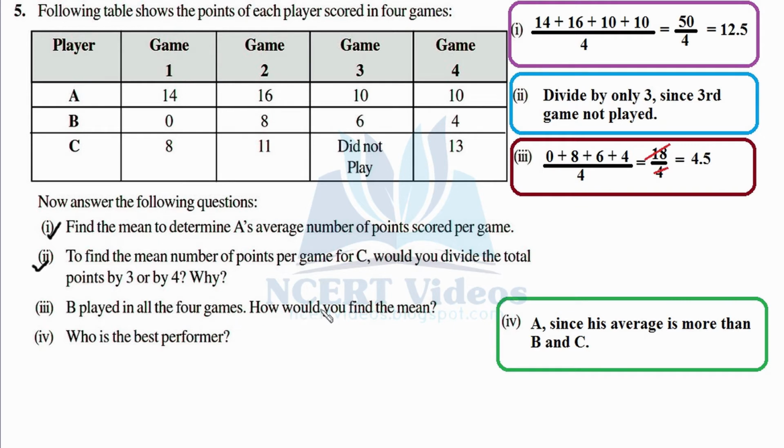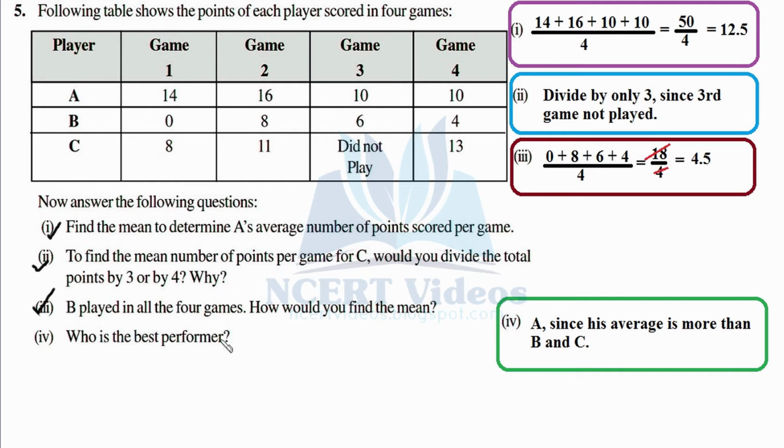Now, B played in all 4 games. It is given he played in all 4 games. How would you find the mean? So this is B, and this is 0. It again means that he didn't play it, or he may have got out scoring nothing. We have to take this into consideration because he actually played. So we will sum them all and divide by 4. 6 plus 4 is 10, plus 8 is 18, over 4. When you divide, 4 times 4 is 16, remainder 2, then 0, so 4 times 5 is 20. That gives you 4.5. That's third.